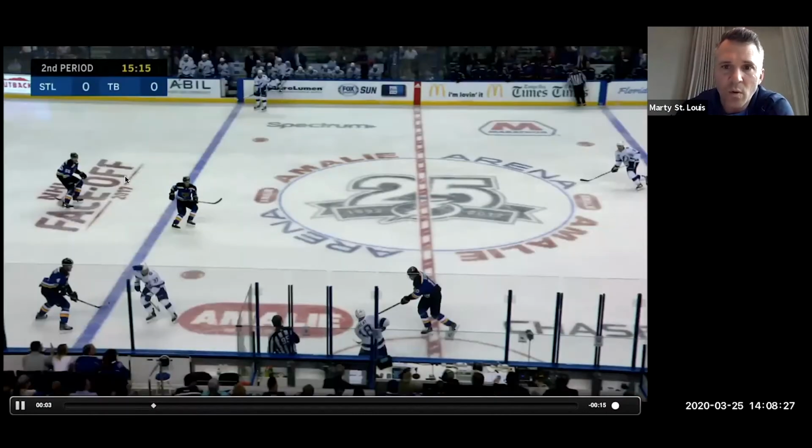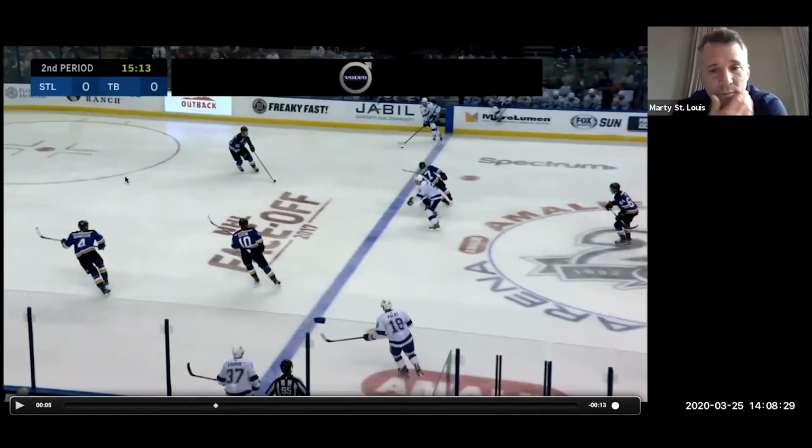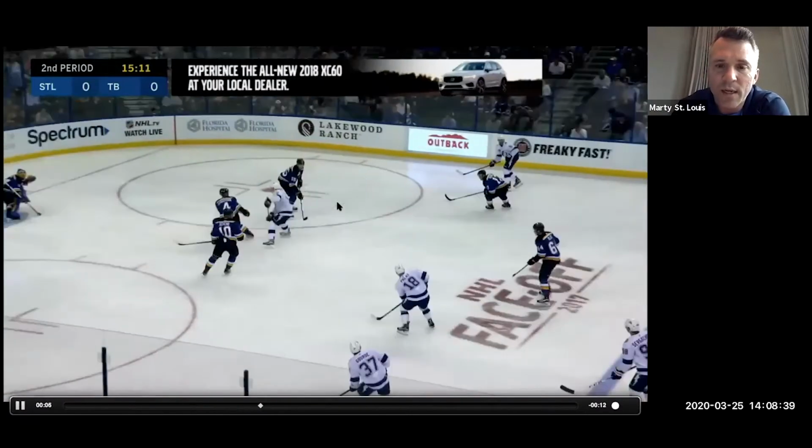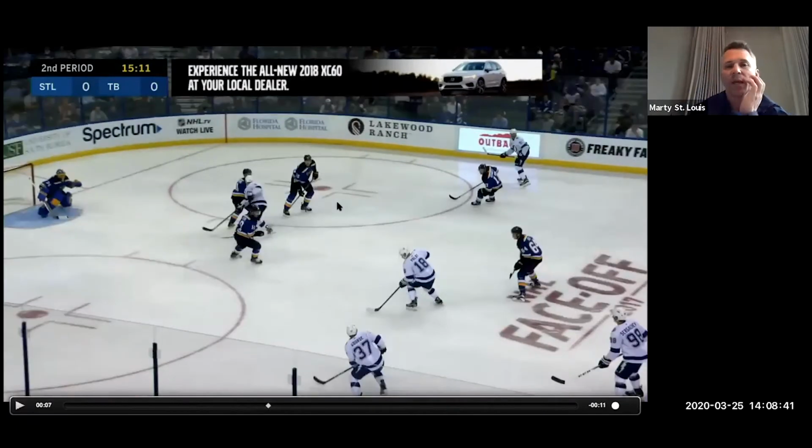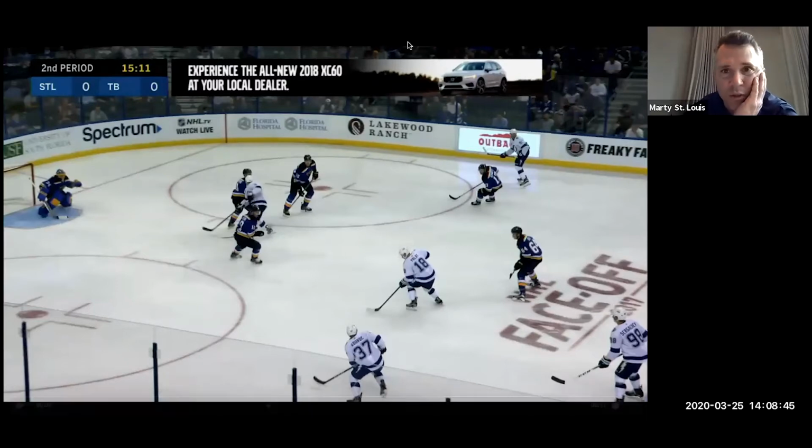So here we go. Now we have an entry. And I know Girardi's a defenseman, but he's the closest guy to the puck. He's got to drive. So he drives. There's some layers. Here's your layer. So let me explain layers, the way I coach layers. I'm going to draw here.